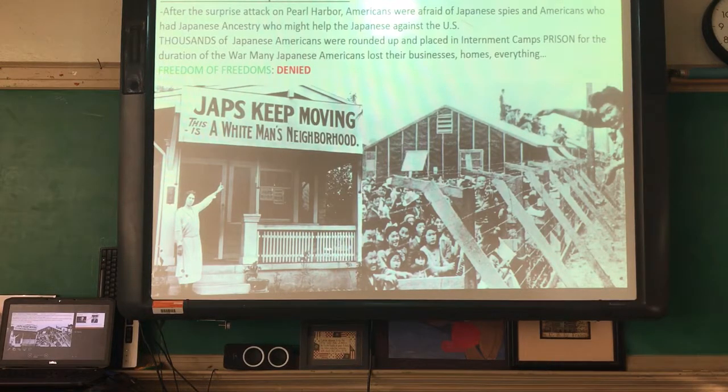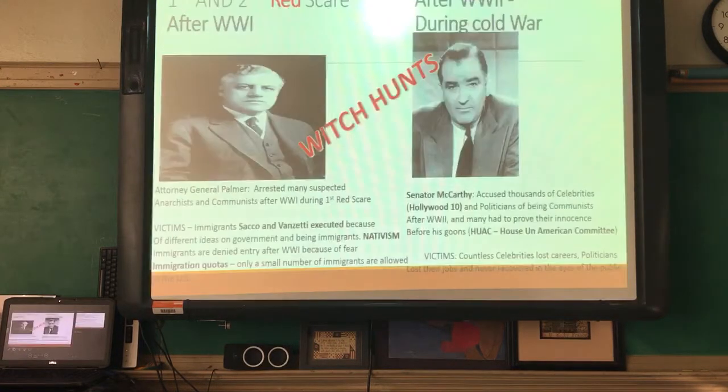And to find out, after the war, there were no Japanese spies that were ever caught that were of Japanese ancestry. None. There were some, but they weren't of Japanese ancestry. They were white. So another example of your civil liberties being limited. Okay. To jump ahead, another two examples of civil liberties.